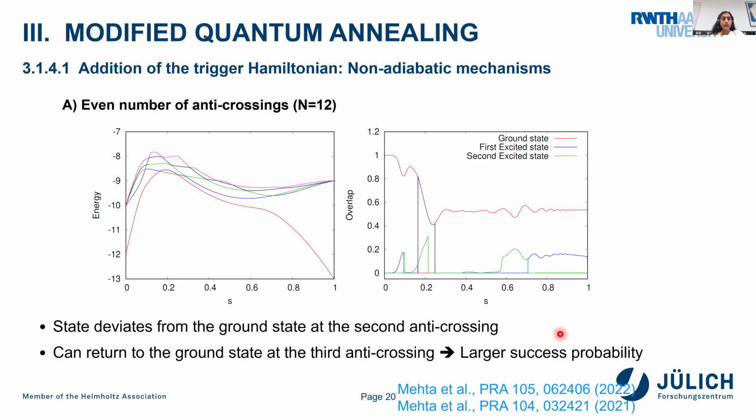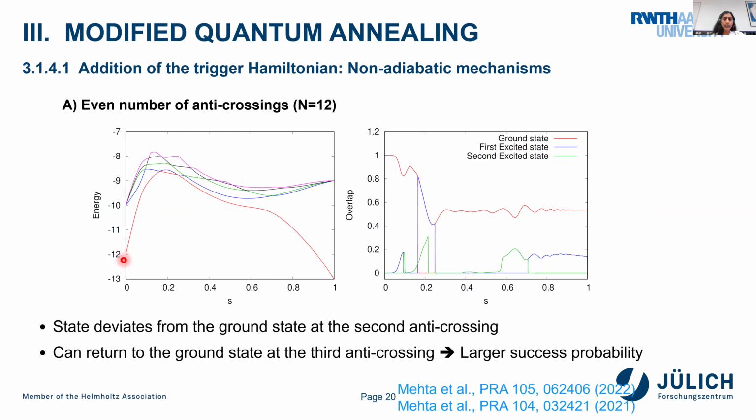So the first such mechanism was the presence of an even number of comparably small anti-crossings between the ground state and the first excited state. So here I show as an example a 12-variable problem where we see that there are actually 3 anti-crossings between the ground state and the first excited state. This first one, which is comparably large, and then the second and the third anti-crossings, which are quite small.